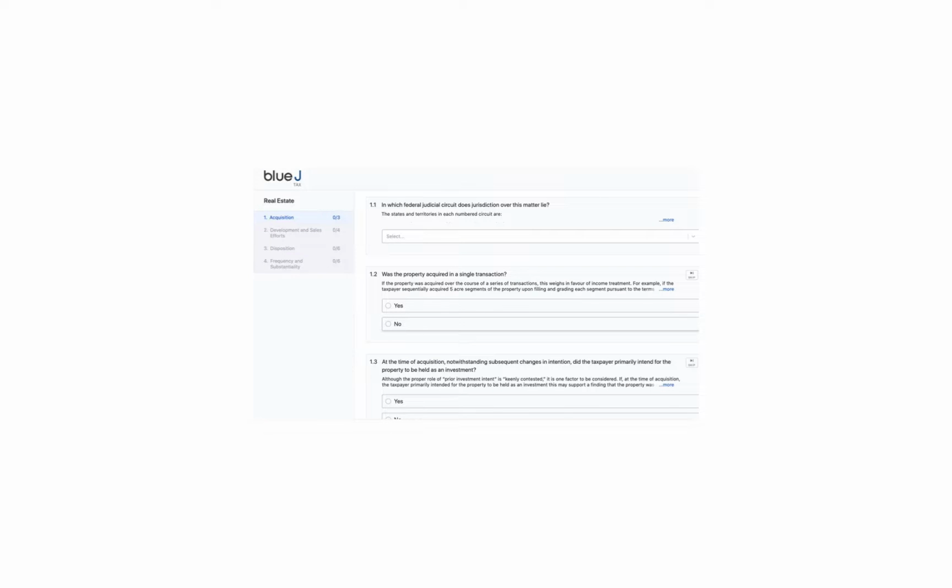So this is what it looks like when you go into the software. You actually see the questions. We are in the acquisition portion. There's acquisition, development and sales efforts, disposition, and frequency and substantiality. With the frequency and substantiality, as we learned in Winthrop and Suburban Realty, being by far the most important. Let me do a red highlight because that one is very important. That's a very important set of factors, the most important, right? Frequency, substantiality. A lot of the questions that we created in this specific part of the video as samples dealt with frequency and substantiality. So these questions are, in which federal circuit does jurisdiction over this matter lie?